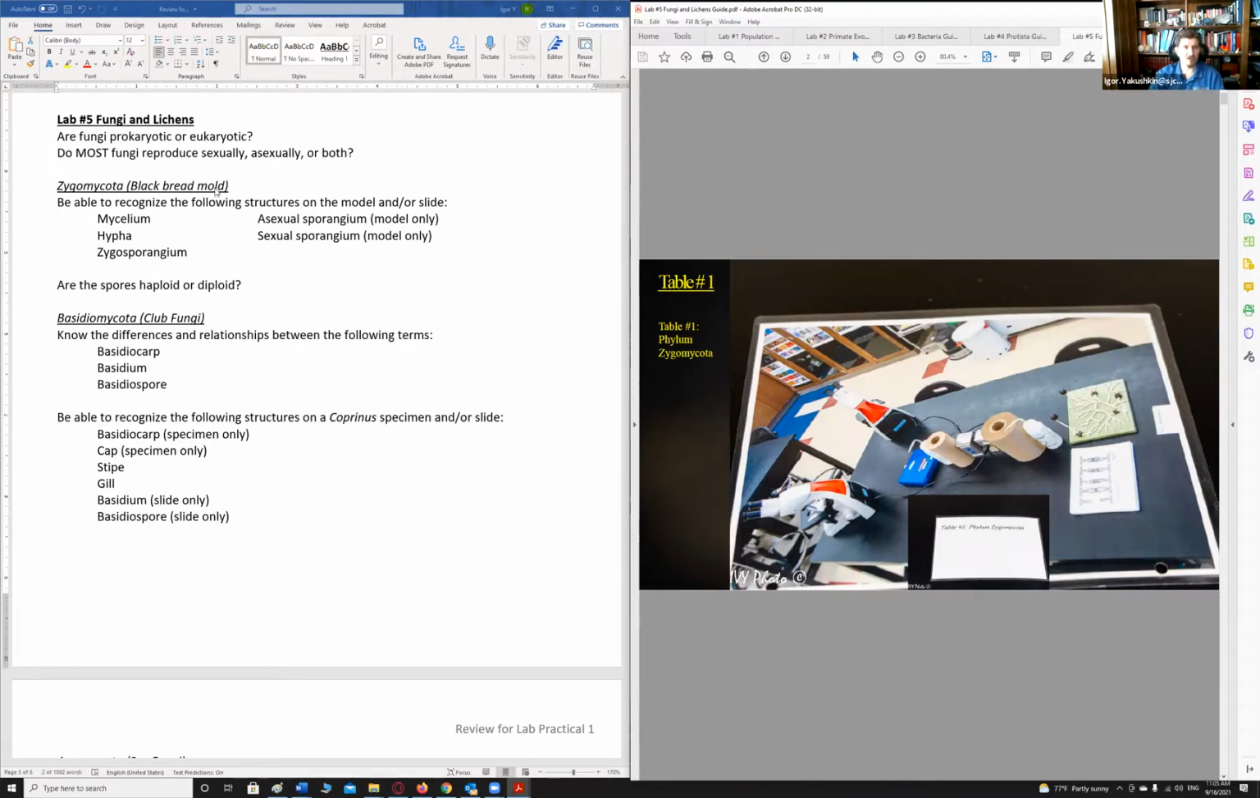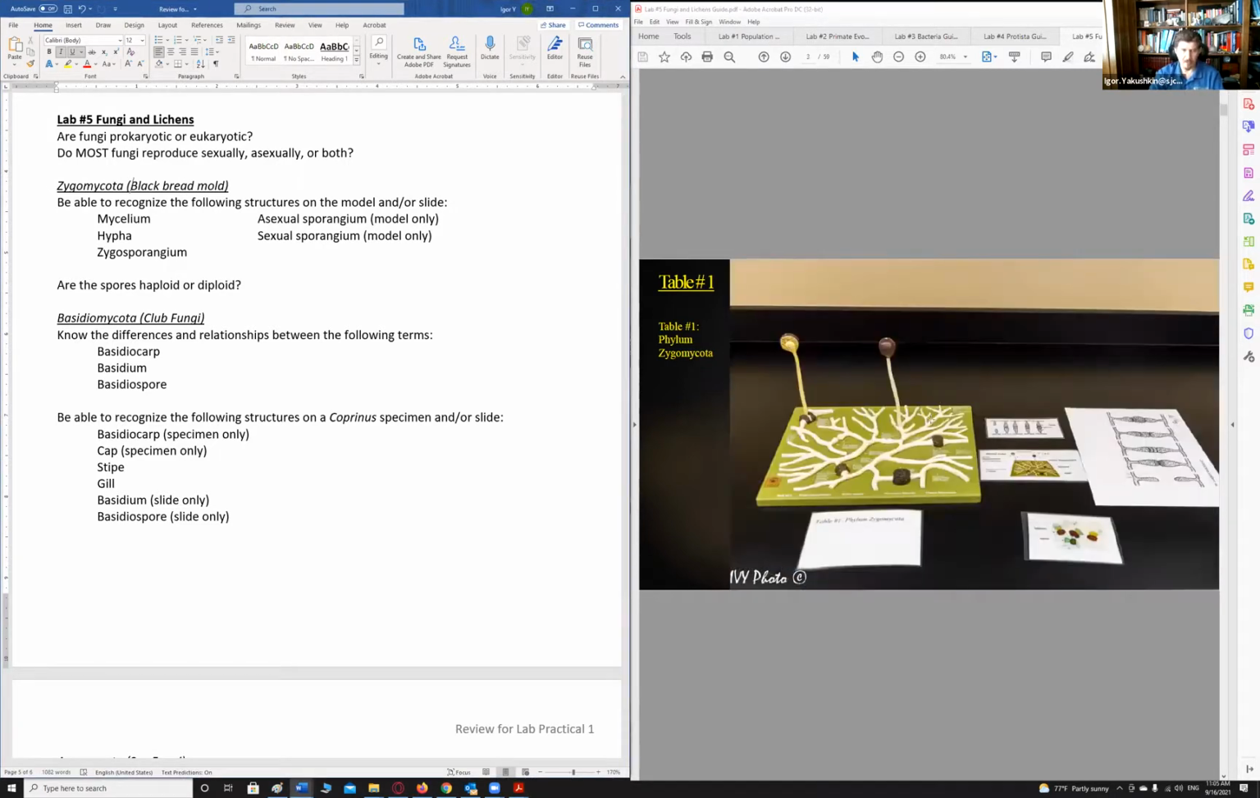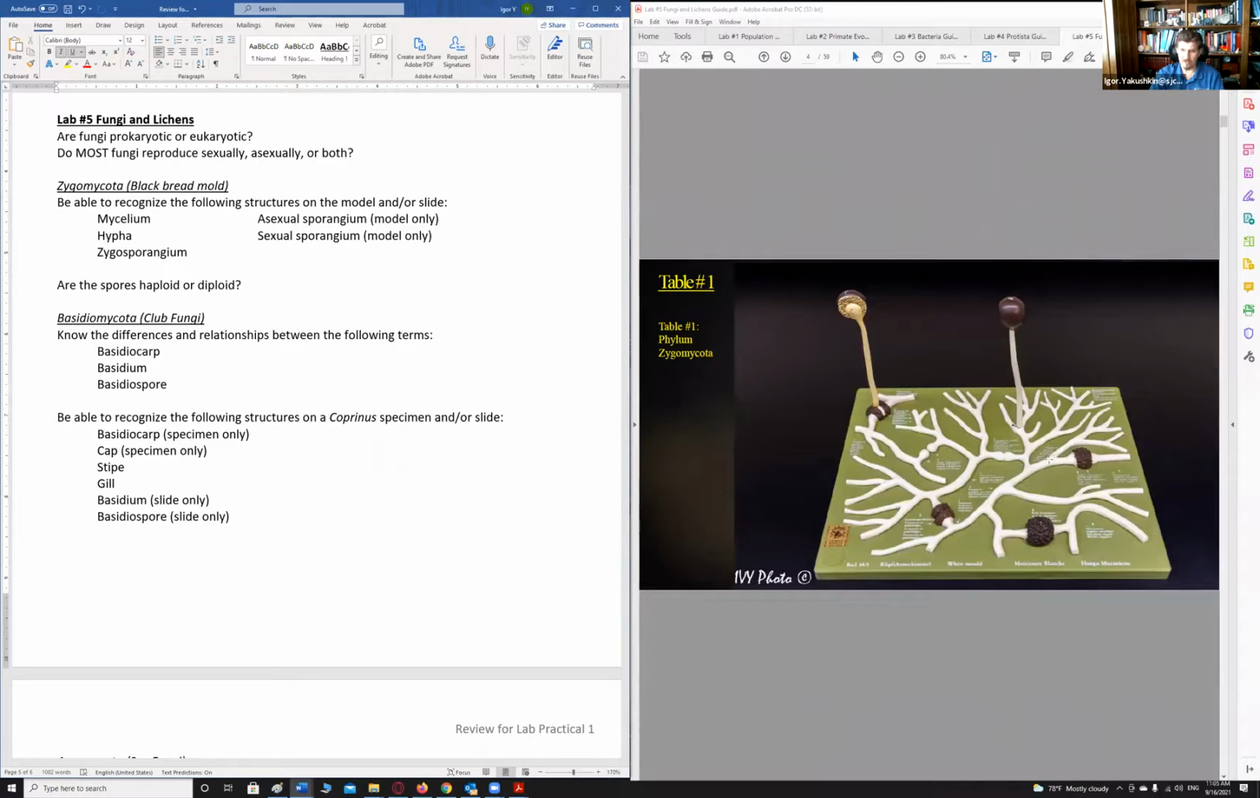So Zygomycota, also known as Rhizopus, it's a black bread mold, but this is the model. And here what you will need to be able to identify are the strands known as hyphae, the combination of the strands known as a mycelium, the sporangium, and you need to be able to recognize which one is the sexual sporangium and which one is the asexual sporangium. In this particular case, the top is exactly the same. You need to take a look at where it's growing out of. If it's growing straight out of the mycelium, essentially out of the hyphae, it's asexual reproduction.